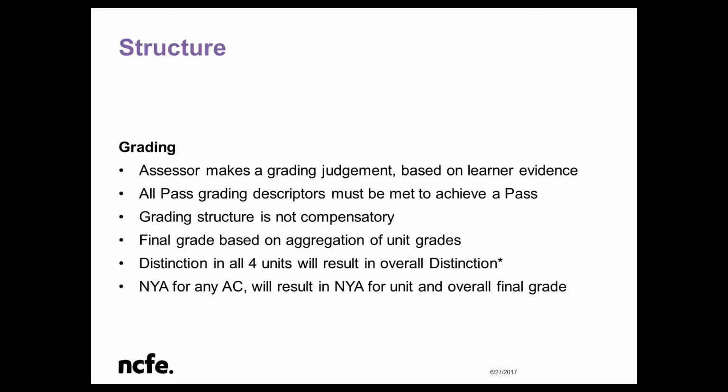On completion of the qualification, the final grade is determined by an aggregation of the 4 individual unit grades. A distinction star is only awarded if a learner has achieved a distinction in each of the 4 units. If a learner has been awarded a not yet achieved for any unit, then they will be awarded an overall not yet achieved as their final grade. In this instance, what we can do is provide the learners with unit certificates for the ones they've achieved a pass grade or better on, and this is also the case for learners who aren't able to complete the whole qualification for any reason.